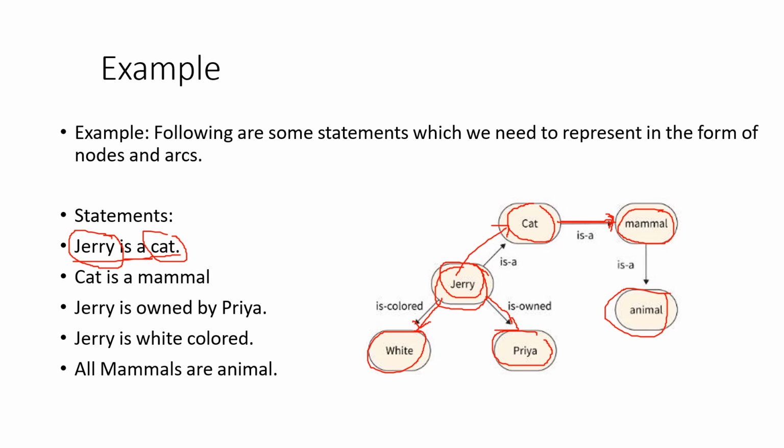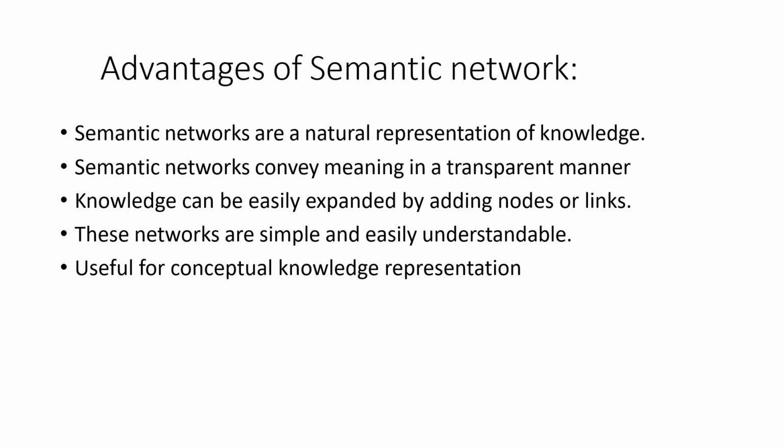This way, we can represent this simple sentence into a semantic representation. Next we will see the advantages of semantic networks. We have already seen that semantic networks can categorize objects into classes and subclasses, link objects using different relationships, and support inheritance, and it is also easy to visualize and understand. So the first advantage is that they are a natural representation of knowledge and meaning is conveyed in a transparent manner.